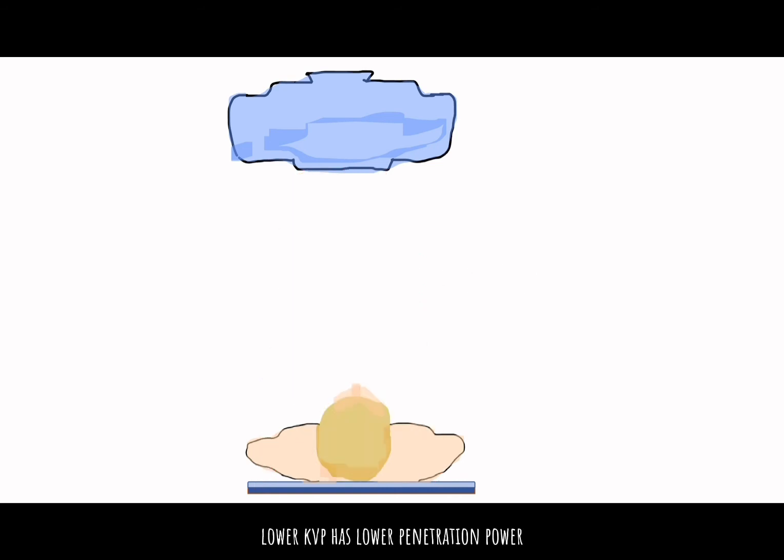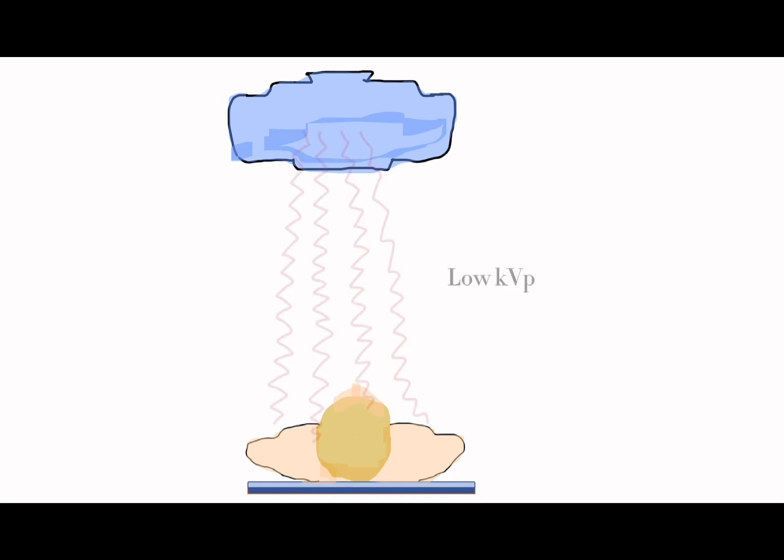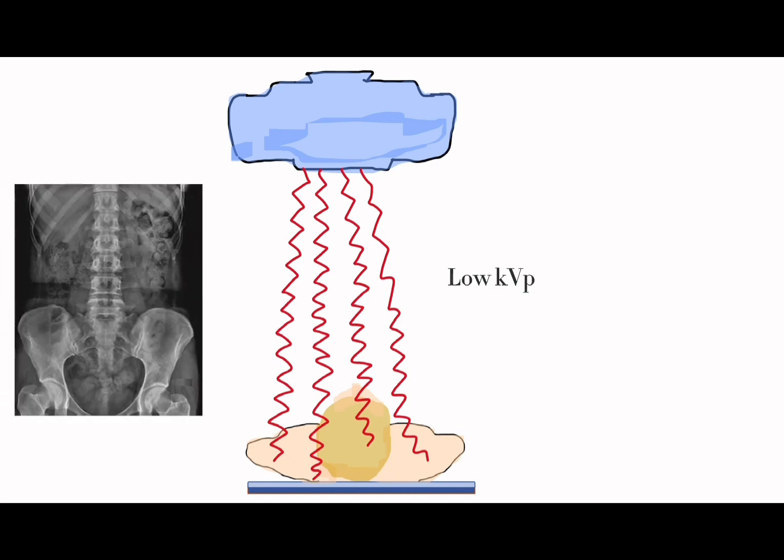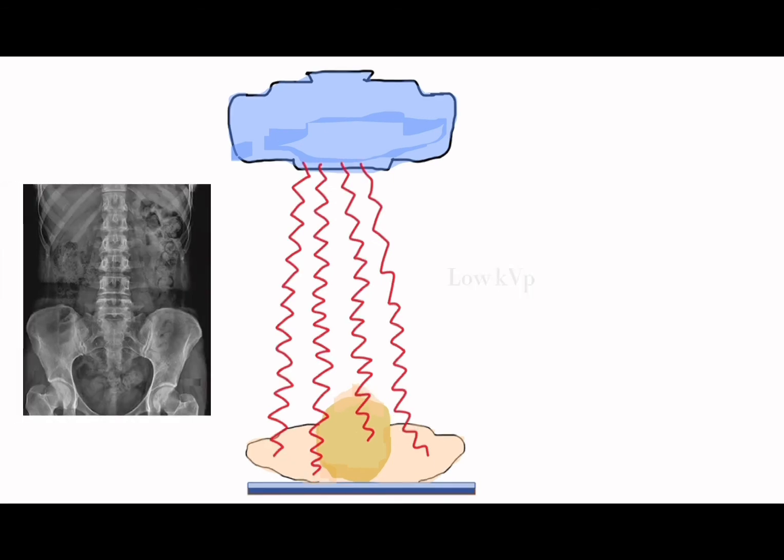On the other hand, lower kVp has lower penetration power. This will produce an image with high contrast due to attenuation, and low kVp is normally used at the abdomen area.